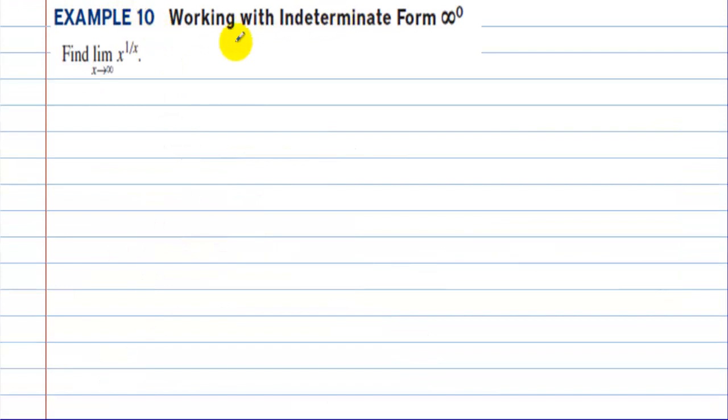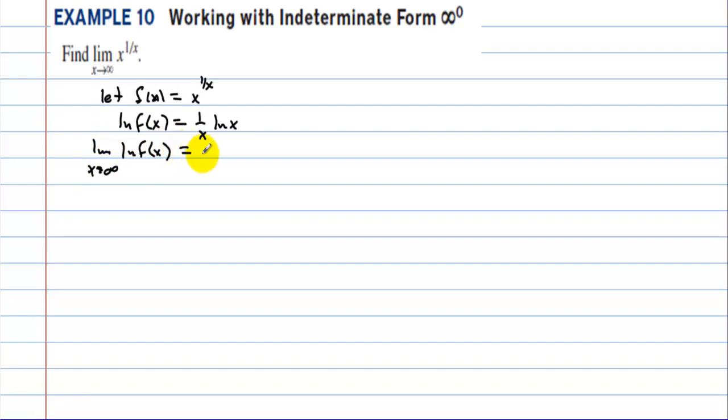Working with indeterminate form infinity to the 0, we're going to let f of x equal x to the 1 over x. Then we can take the natural log of both sides, and we can bring that power down to the front. So 1 over x natural log of x. Now we have the limit as x approaches infinity of natural log of f of x is equal to the limit as x approaches infinity of natural log of x over x.